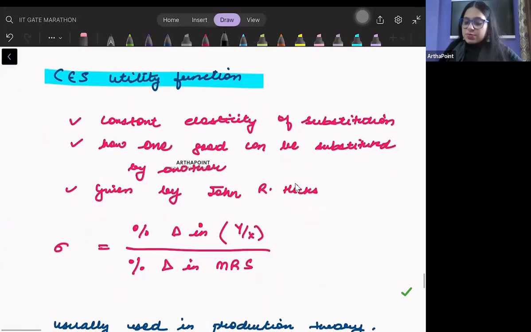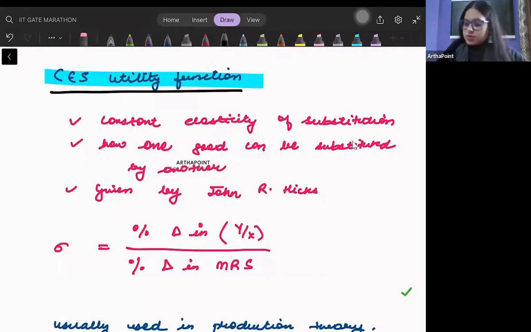Now, there is a concept called constant elasticity of substitution utility function. Ideally, CES is more powerful on the production side. Meaning, usually we talk about the CES production function, we don't talk about the utility function. But nevertheless, this concept was given by Hicks and you should remember this.